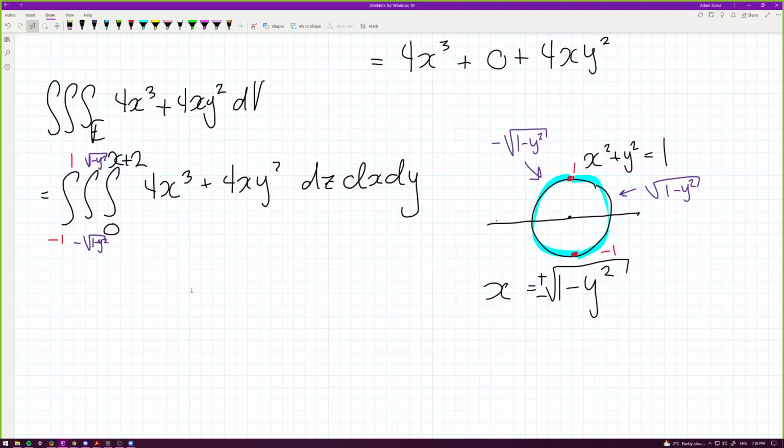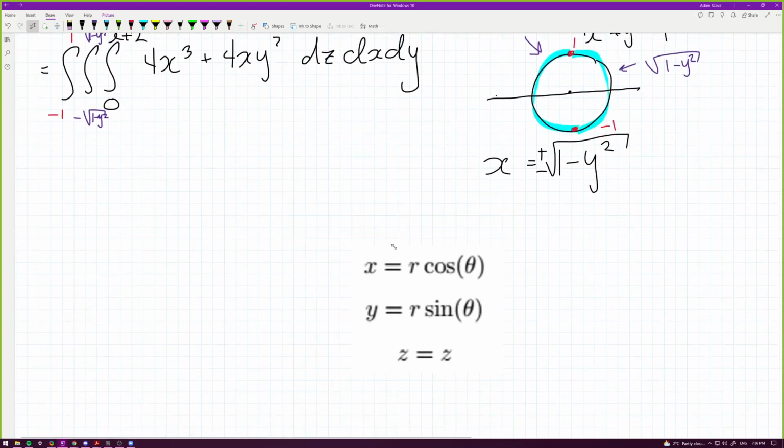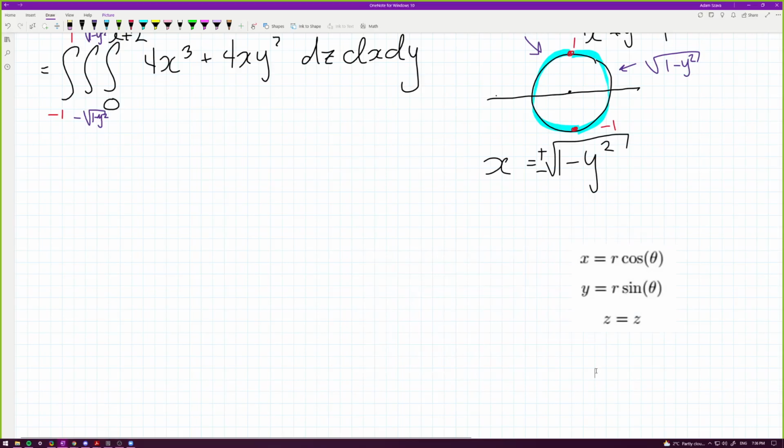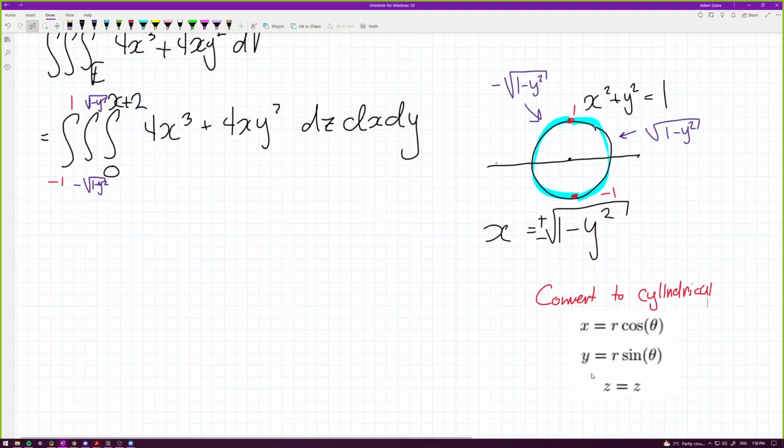So we're going to convert it to polar in order to better understand what's going on here. Actually, sorry, we're going to convert it to cylindrical. Okay, sorry, I was saying the wrong thing there. So this is essentially how you convert something to cylindrical. So I'll say convert to cylindrical. And we can go ahead and try to do it here.